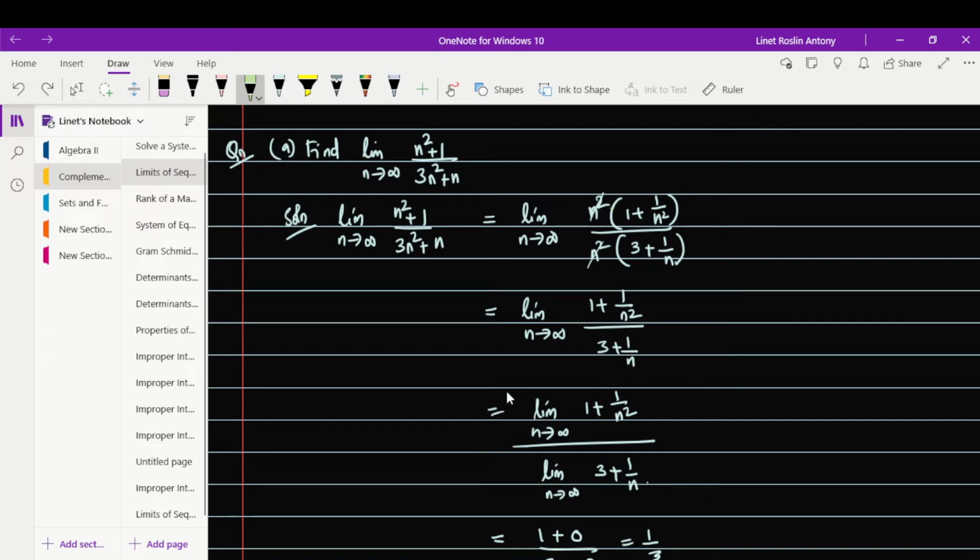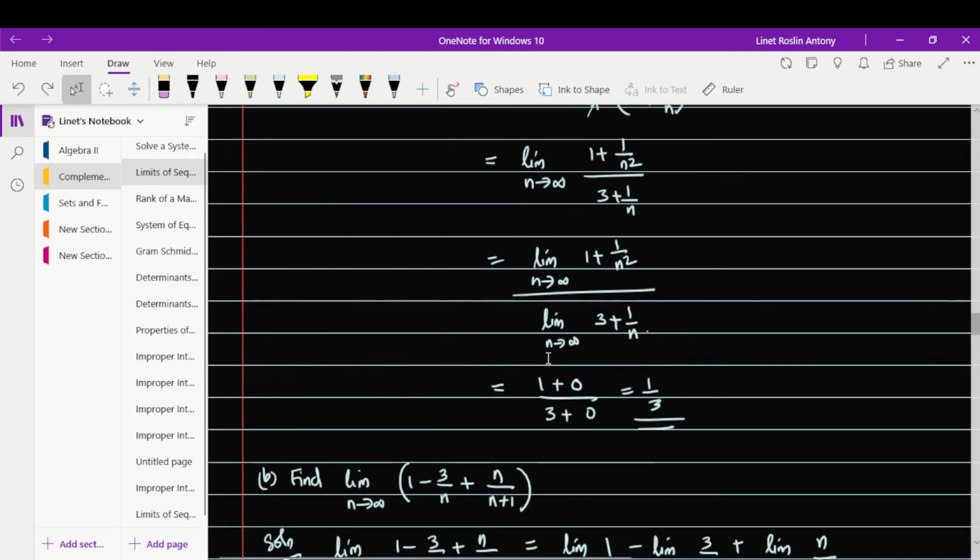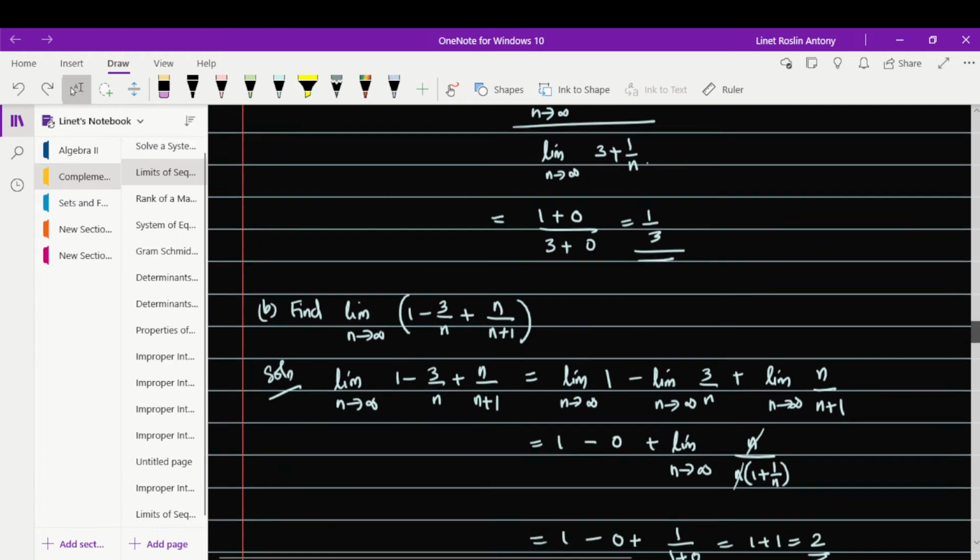And by the property of limit, limit of a by b is equal to limit of a by limit of b. So this is equal to limit n tends to infinity 1 plus 1 by n square divided by limit n tends to infinity 3 plus 1 by n. So when you apply the limits, on the numerator you get 1 plus 0, and at the denominator you get 3 plus 0. So you get at the end 1 by 3 to be the answer, and that is the limit we get.